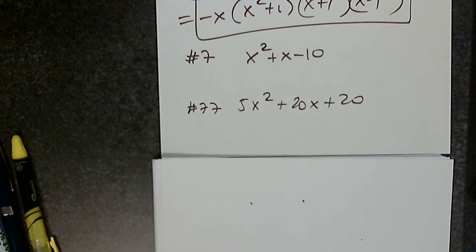Can anyone say anything about number 7? Is that sum of squares? The sum of squares will be a binomial. There is no sum of squares for a trinomial. So, can anyone say anything about number 7?